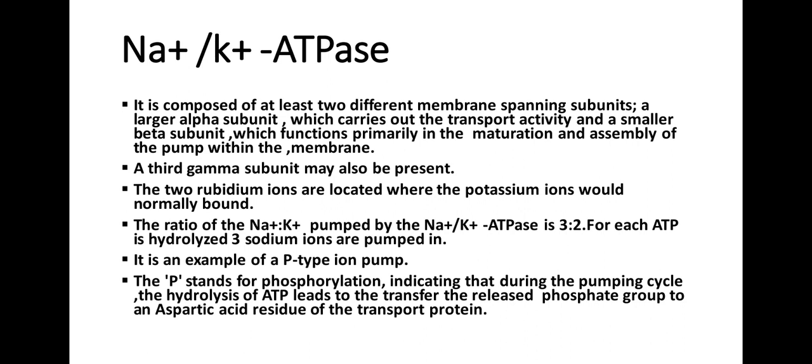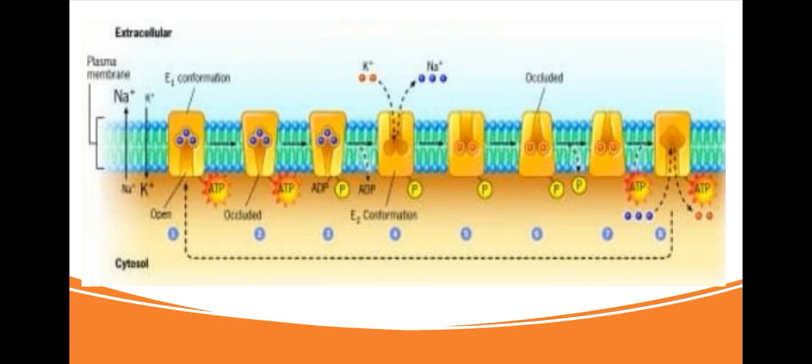The P stands for phosphorylation, indicating that during the pumping cycle, the hydrolysis of ATP leads to the transfer and release of a phosphate group to an aspartic acid residue of the transport protein. Next, you can see the picture: extracellular region, plasma membrane, Na+, cytosol, E1 conformation, then E2 conformation.